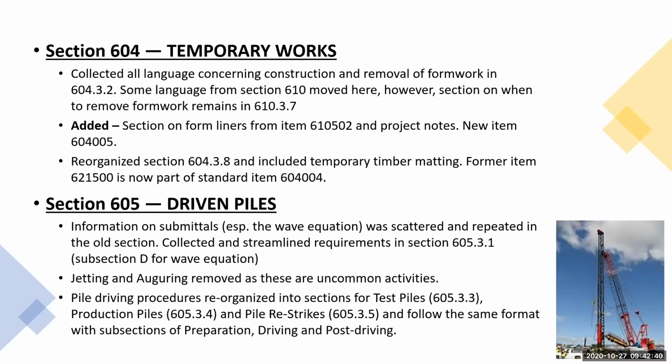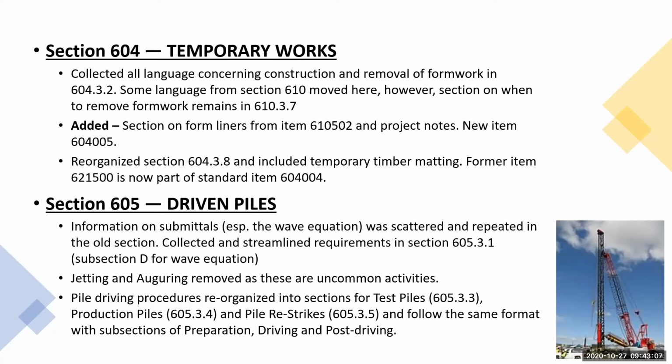Of note that was added in here, we added the section on form liners. It was a special provision, and it's now a new item, 604005. And we also reorganized 604.3.8, and now it also includes temporary timber matting. So the former item for that was 621.500. Now it's a standard item, 604.004.